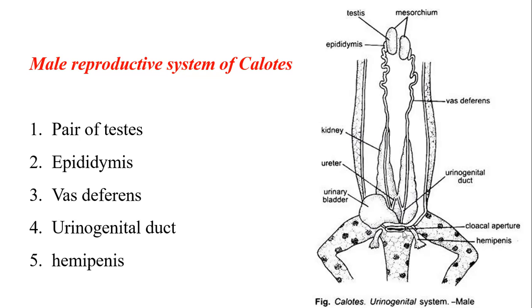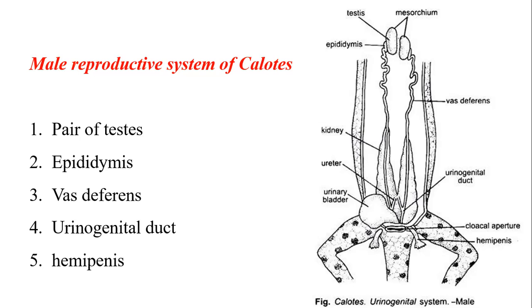Then the last part of the male system is the hemipenis. Behind the cloaca, at the base of the tail, there is a pair of erectile copulatory sacs called hemipenis. During copulation, the hemipenis is protruded out through the cloaca, and this structure transfers the sperms into the cloacal aperture of the female Calotes. So this is about the male reproductive system.